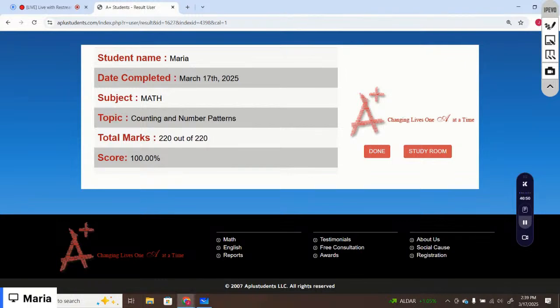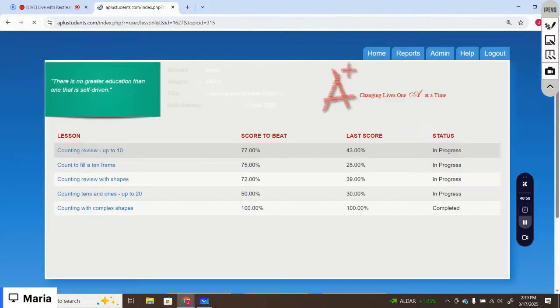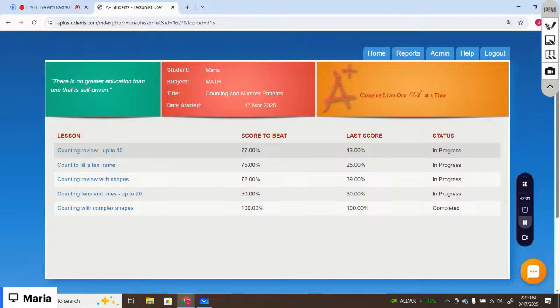Okay, we are done with the lesson. So we were working on grade one math. The chapter we were working on is counting and number patterns. The lessons we have covered today are counting up to 10, count to fill a ten frame, counting with shapes, counting tens and ones up to 20, counting with complex shapes. So please make sure before the next session you complete all the practice questions for the lessons we just did. That is your homework until the next session.